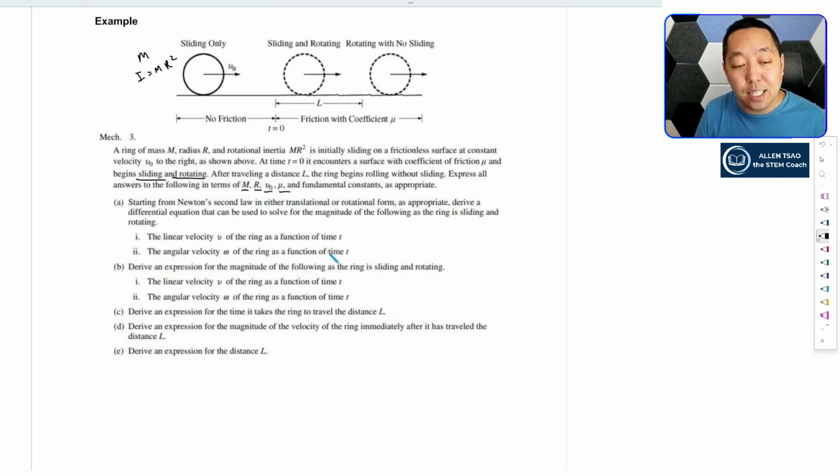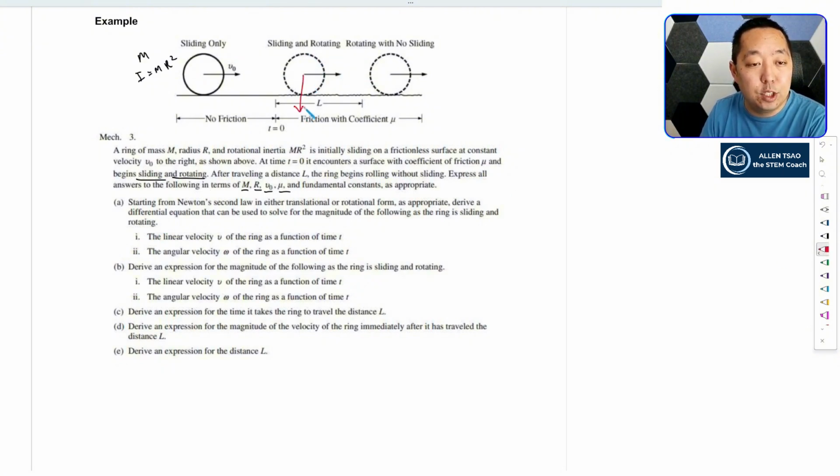Starting from Newton's second law in either translational or rotational form, derive a differential equation that can be used to solve for the magnitude of the velocity of the ring as it is sliding and rotating. So this is specific for you guys in Physics C. So let's take a look at how we're going to do this. During this motion, let's first start with our free body diagram.